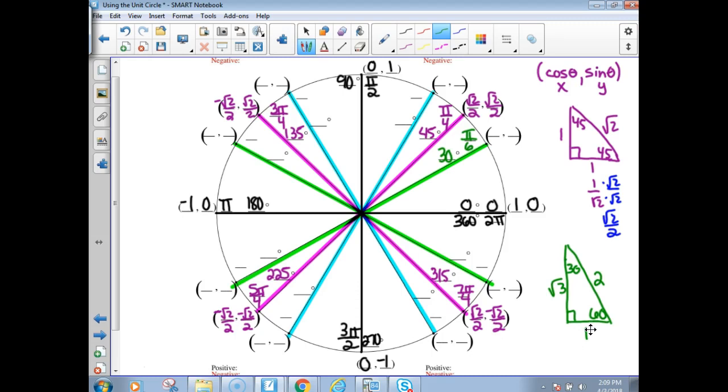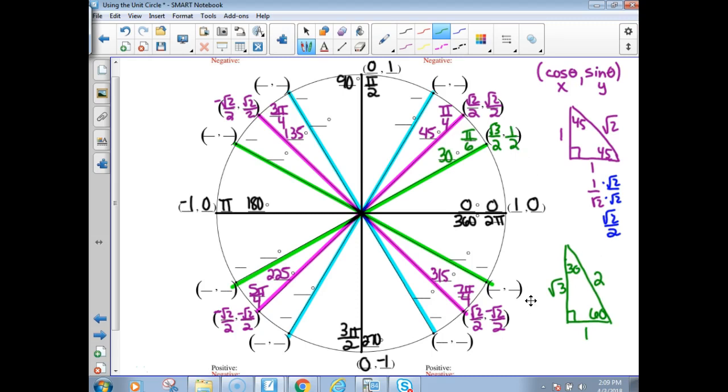From that, I can get my sine, cosine, tangent, anything I want for 30 degrees or 60 degrees. If I want to know the cosine, which is first, that's your x part, it would be adjacent over hypotenuse, so it's square root of 3 over 2. The sine would be opposite over hypotenuse, which would be 1/2.